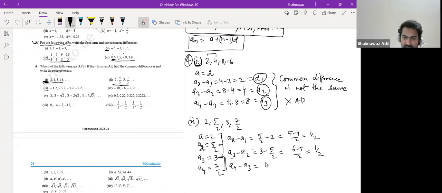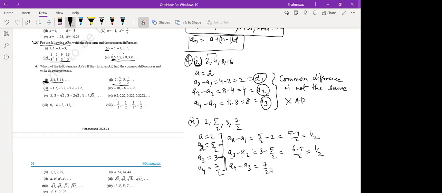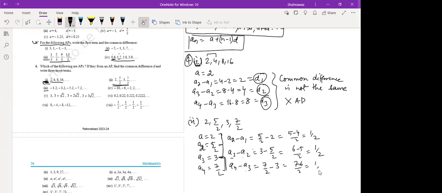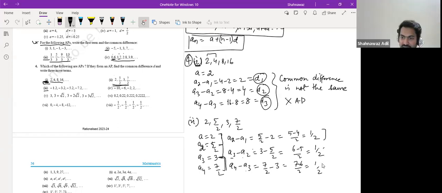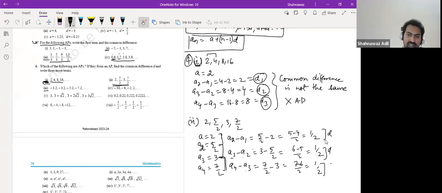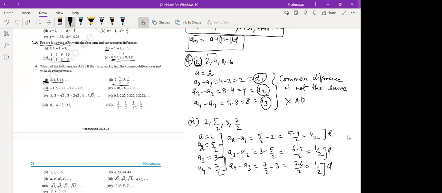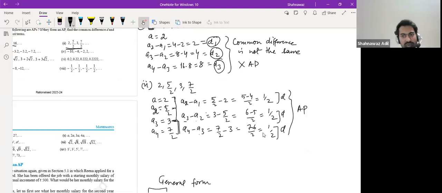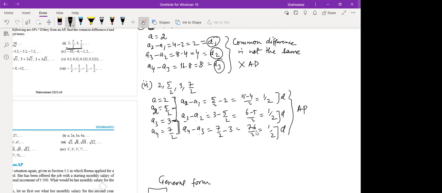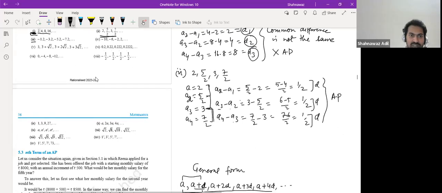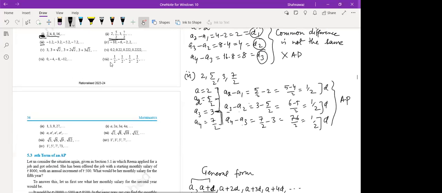Right, Rizwan? Yes, sir. So this is how much? 7 by 2 minus 6 by 2 is 1 by 2, so this is half. You can see that the difference is the same, right? So this is an AP, right? Talha, did you say no? I said yes. Okay. So the third question is again for you.